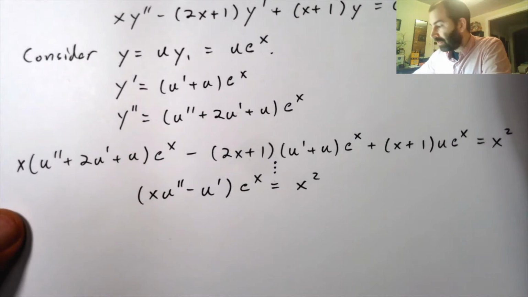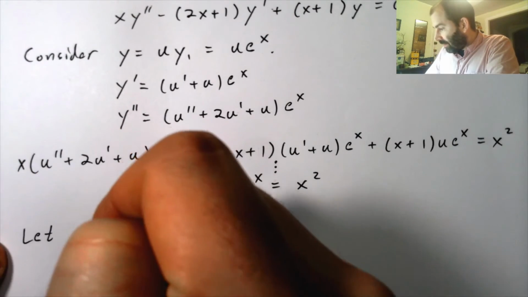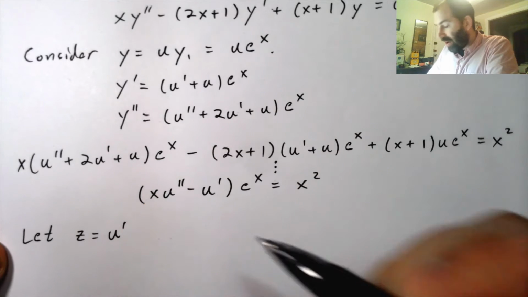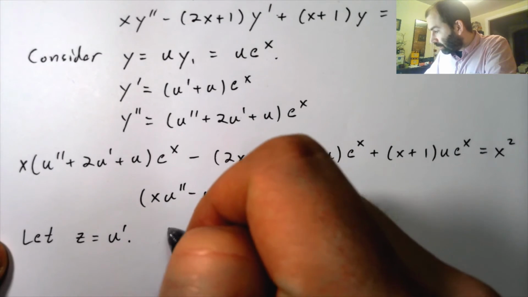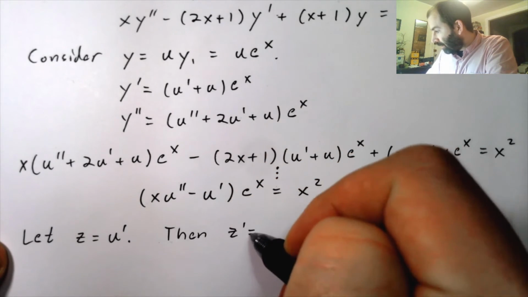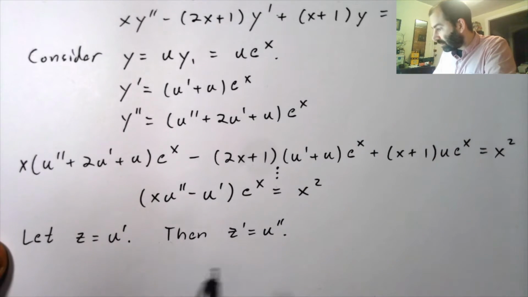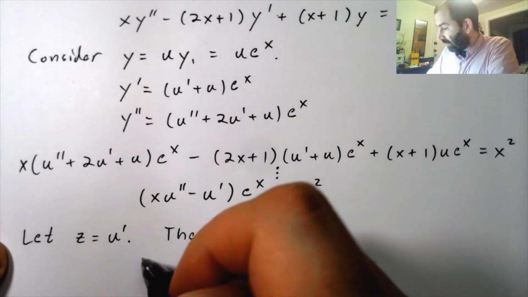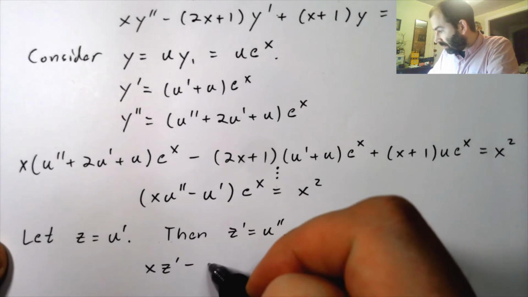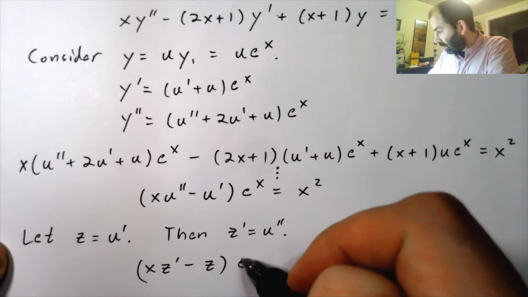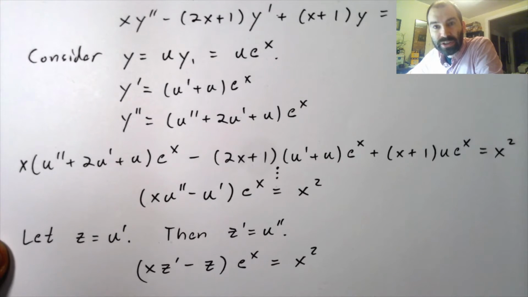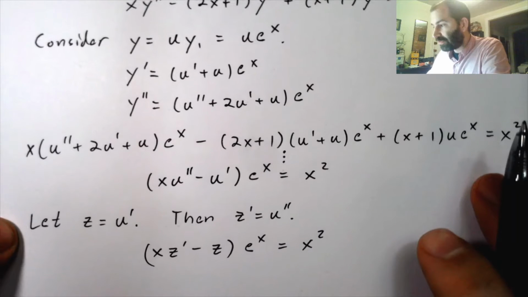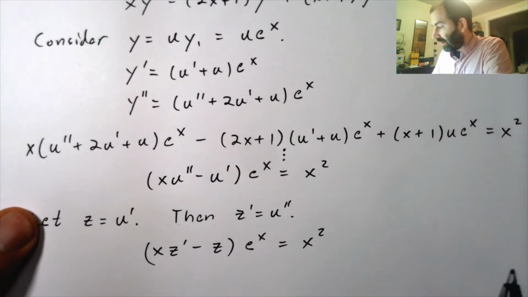So what I'm going to do is say let z equal u prime. This will reduce this to a first order differential equation. Okay, well if z equals u prime, then z prime equals u double prime. So substitute in z. What do we get? We get this. Now we have a first order differential equation. All right, so we're going to solve this first order differential equation to get our answer.